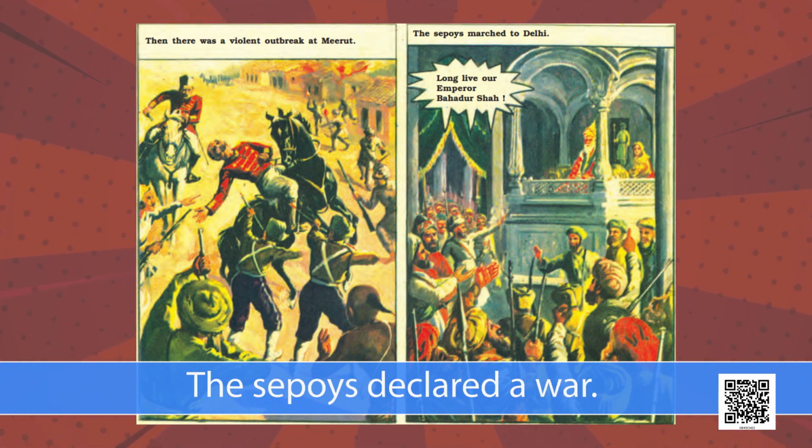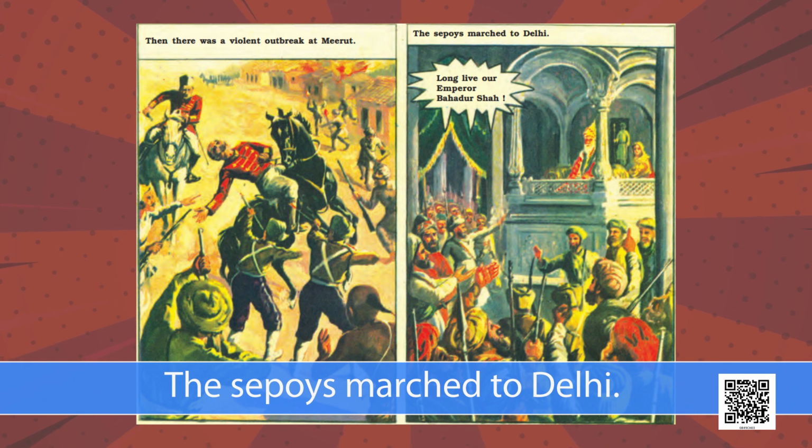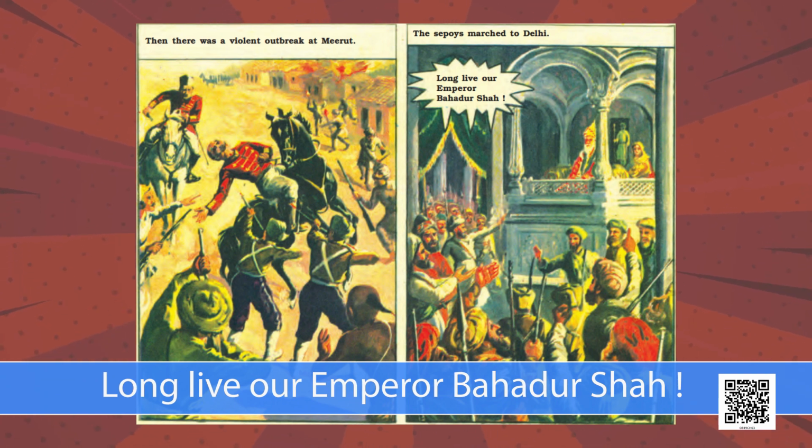The soldiers marched to the jail in Meerut and released the imprisoned sepoys. They attacked and killed the British officers. They captured their guns and ammunition and set fire to the buildings and properties of the British. They declared a war on the Firangis. From there they marched to Delhi. The sepoys all declared Bahadur Shah Zafar their king. Long live our Emperor Bahadur Shah!